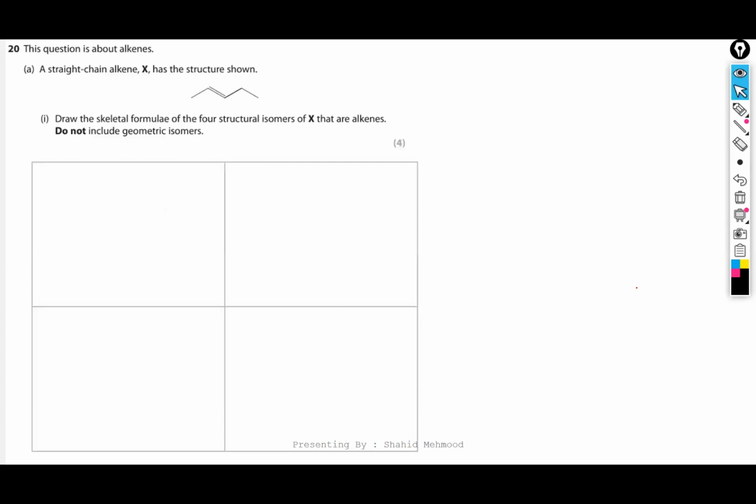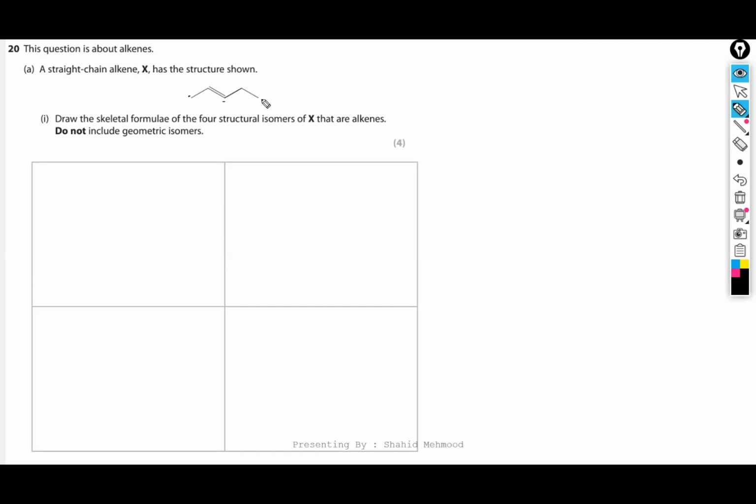This question is about alkenes. A straight chain alkene X has the structure shown. First of all, when you see the structure, 1, 2, 3, 4, 5, there are 5 carbons and a double bond at the second position. So this is pent-2-ene. Draw the skeletal formulae of the 4 structural isomers of X that are alkenes. Do not include geometric isomers.